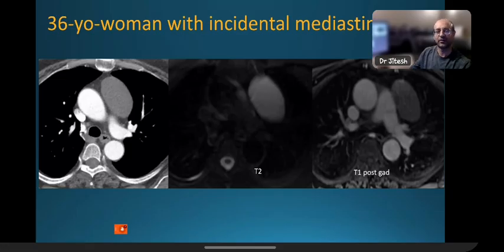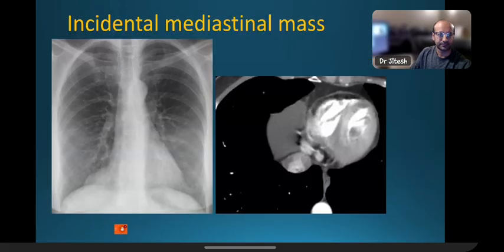In these cases, when we have a fluid attenuation lesion on CT, we do not actually need MR to characterize these lesions. We can very comfortably say on CT, this is a fluid density mass, and this is most likely a thymic cyst. If there are no other concerning imaging features, we can definitely say this is a thymic cyst, and in such circumstances we ask for imaging follow-up. So this was a case of thymic cyst.